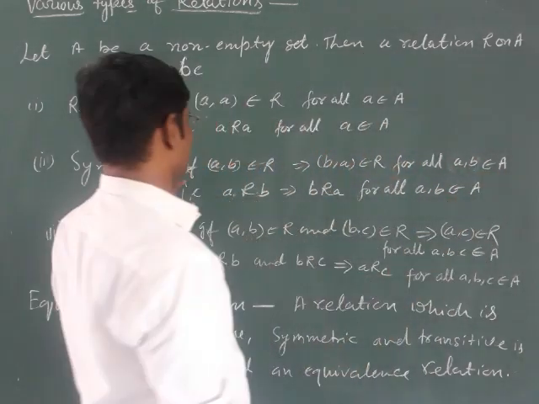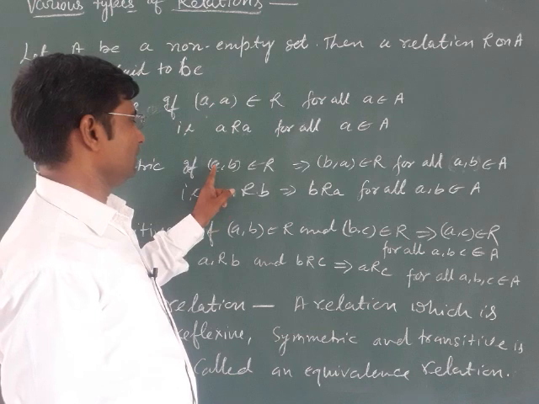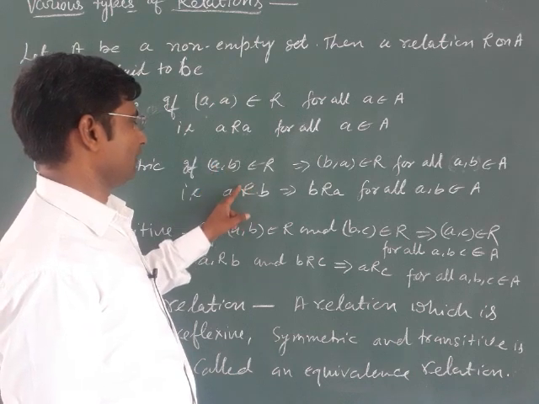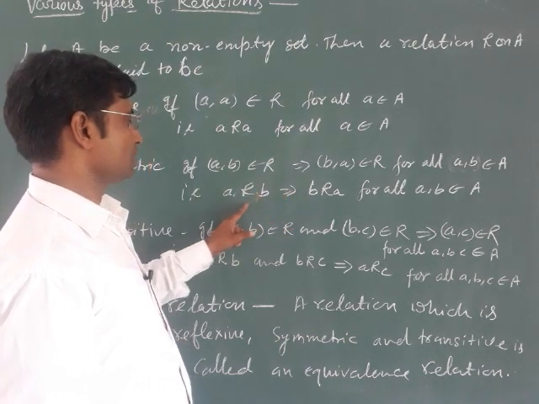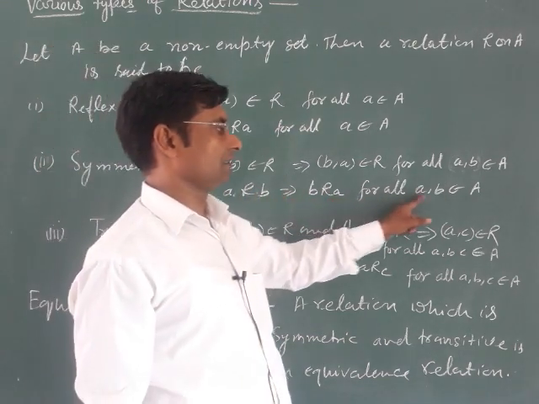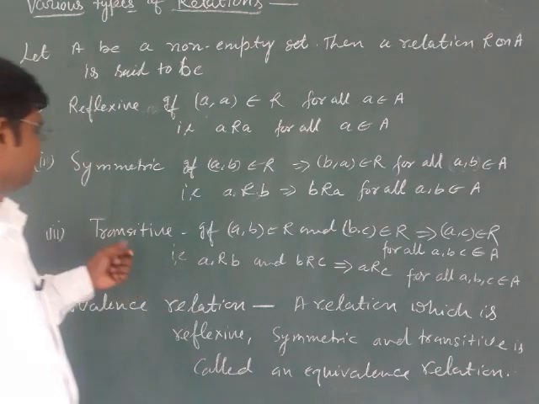So that is aRb, a is related to b, implies that b is also related to a, for all a, b belonging to A.